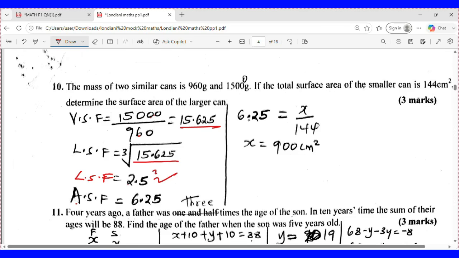Now once we have the area scale factor, we know that the area scale factor is equal to the area of the big divided by the area of the small. We were given the area of the smaller, and we are looking for the area of the larger. Therefore 6.25, which is the area scale factor, is equal to x, which we are looking for, divided by 144, and it gives you x as 900 centimeters squared.